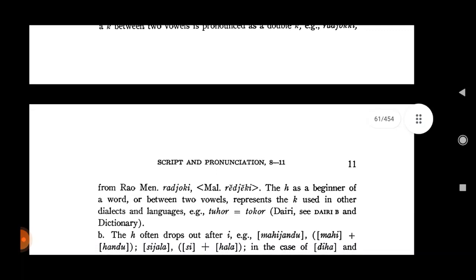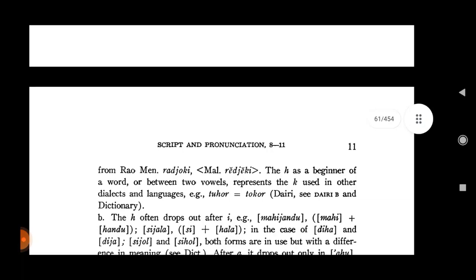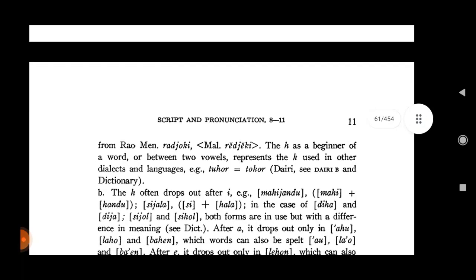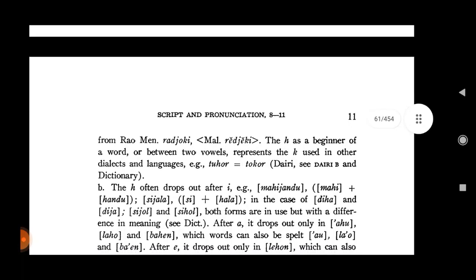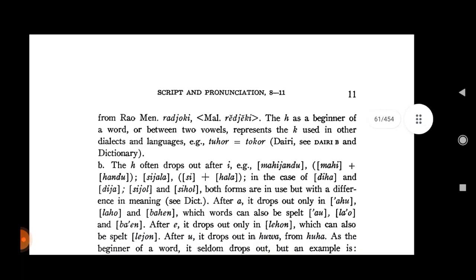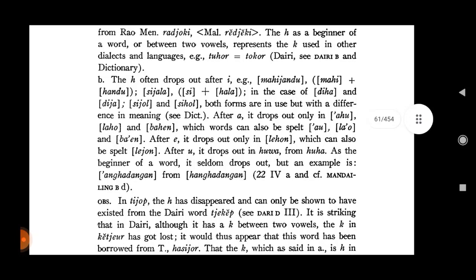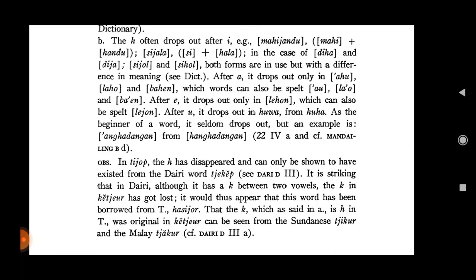The ha as a beginner of a word or between two vowels represents the ka used in other dialects and languages. The ha often drops out after e, for example mahiandu, mahihandu, siyala, si hala. In the case of diha and diya, siyol and sihol, both forms are in use but with a difference in meaning, see dictionary. After a, it drops out only in ahu, laho, and bahen, which can also be spelled lao and bahen. After a, it drops out only in lehon, which can also be spelled leon.